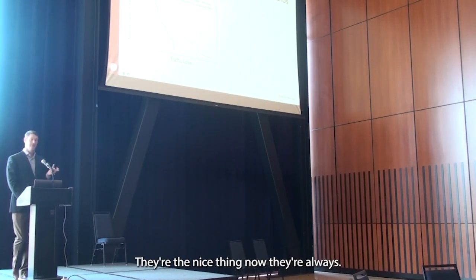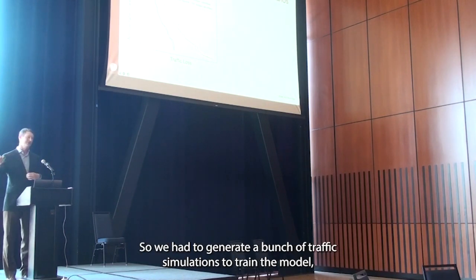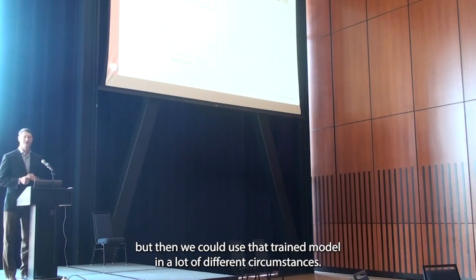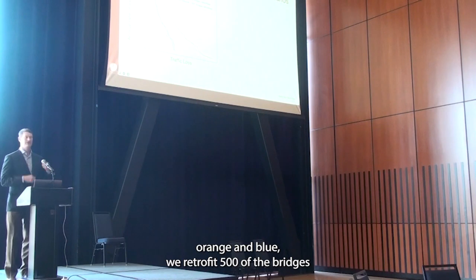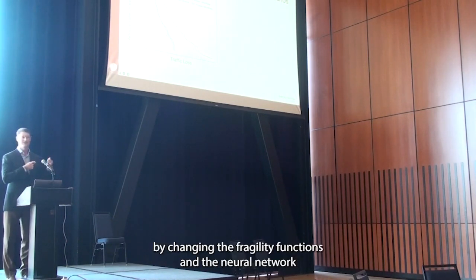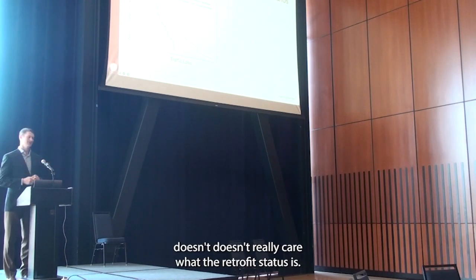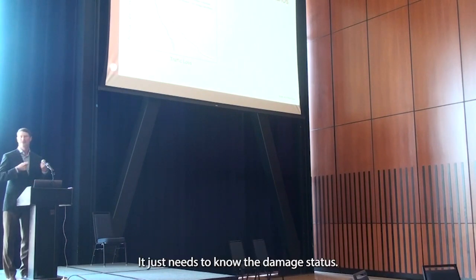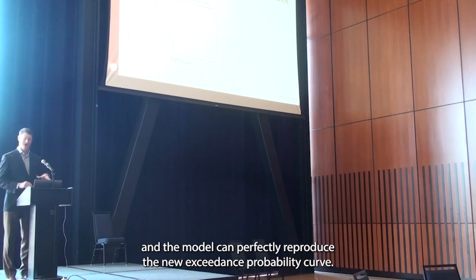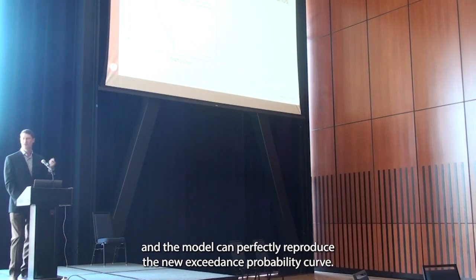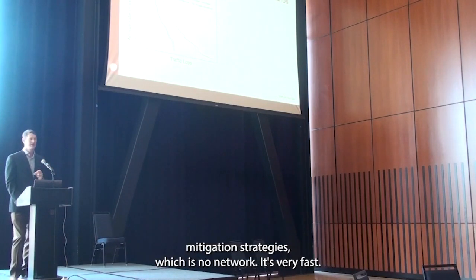The nice thing now, though, is we had to generate a bunch of traffic simulations to train the model, but then we could use that trained model in a lot of different circumstances. So the baseline case is in orange. In blue, we retrofit 500 of the bridges by changing their fragility functions. And the neural network doesn't really care what the retrofit status is. It just needs to know the damage states. So those damage probabilities go down with retrofits, and the model can perfectly reproduce a new exceedance probability curve. So it's very easy to explore mitigation strategies with this neural network that's very fast.